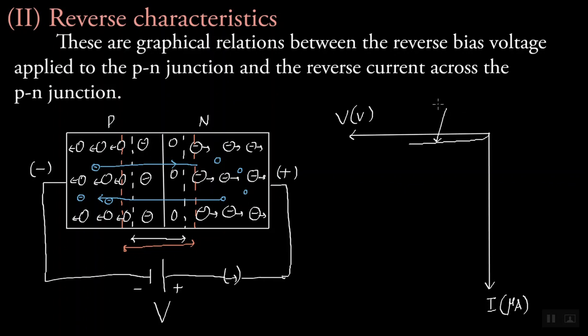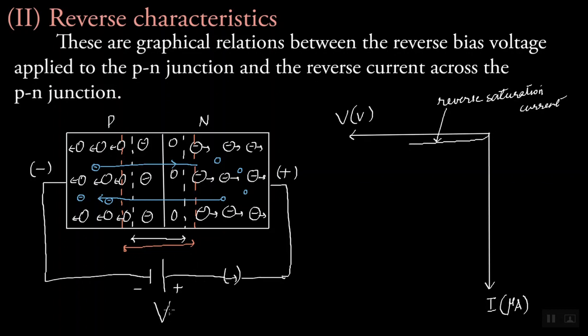This is known as the reverse saturation current. Got it? What is the reverse saturation current? It is the current in the reverse characteristics, or during reverse bias, which is due to the minority charge carriers. Understand?